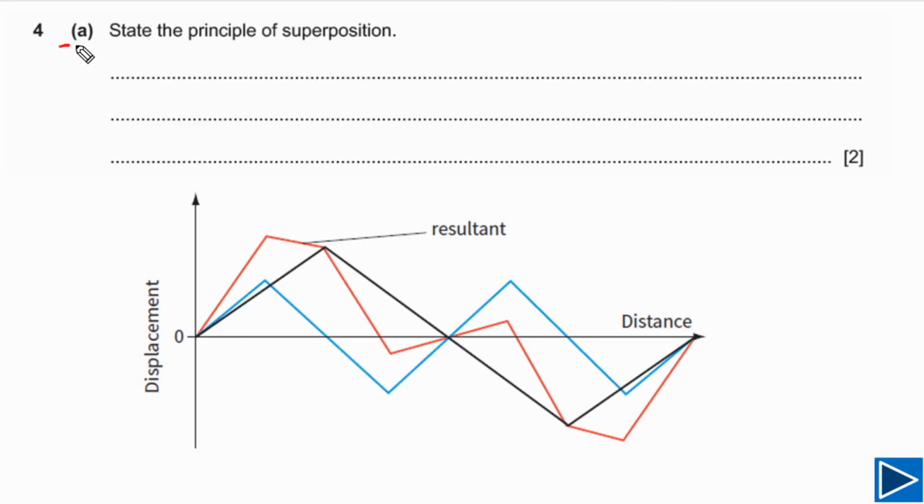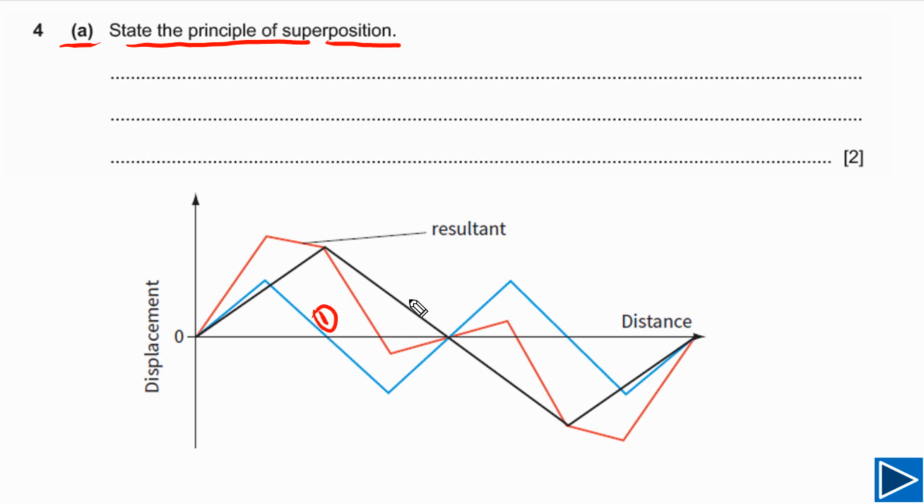Part A is simply asking us to state the principle of superposition. The principle of superposition tells us, when two waves meet at a point, how we can find the resultant displacement of the resultant wave. Let's try to understand this one a little bit in detail before we write our final answer for this question. You can see here in this figure I have already drawn three different waves.